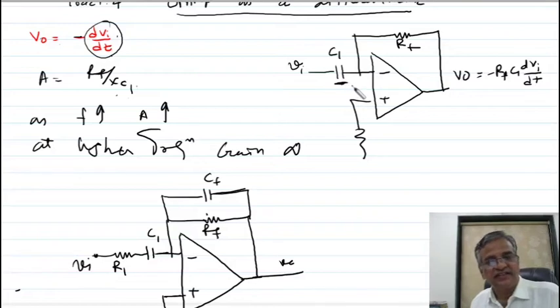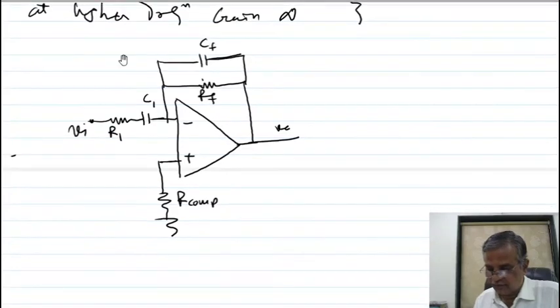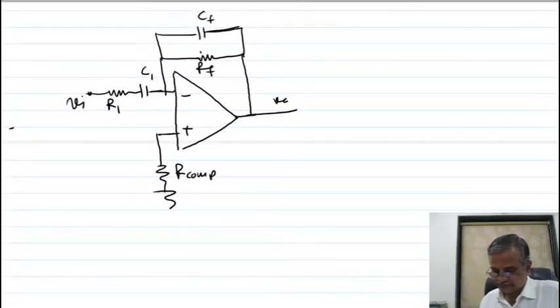The noise and instability problem at high frequency can be overcome by connecting resistor R1 in series with the C1 and capacitor CF connected in parallel with RF. Now what will happen? Look here. So both problems will be overcome by this circuit.